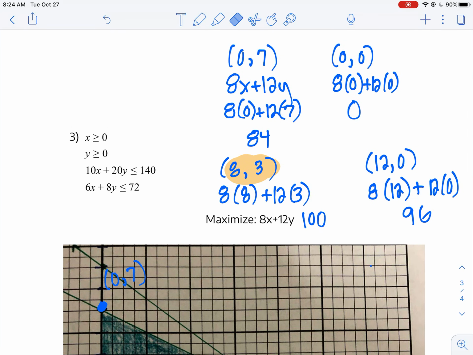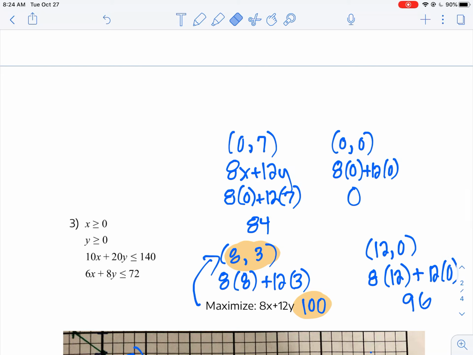So then, what would maximize my function? It would be 8, 3, because that gave me my greatest answer of 100. So to maximize my function, I would have to use 8, 3. And if I wanted to minimize my function, I would have to use 0, 0 in this case, because that gave me my smallest answer. And that's it, guys.